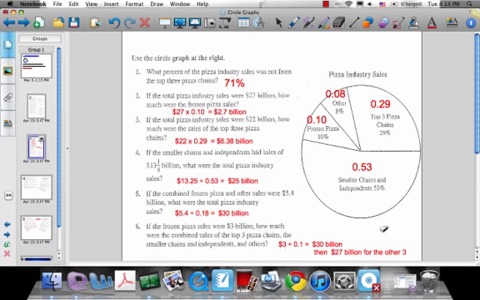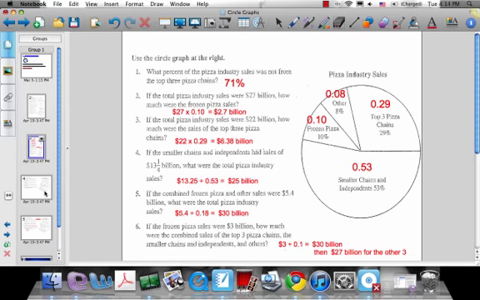Remember, there are 2 ways of doing these problems. Number 1, they give us a total and we use the percent to find a portion. And the other is they give us the portion and we use the percent as a decimal to find the total. Okay? So that was the first example, the top portion.